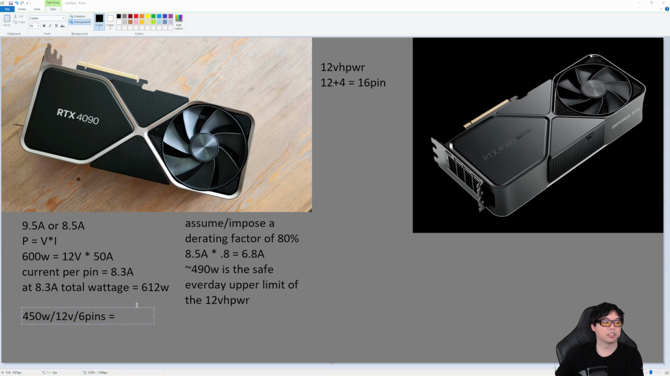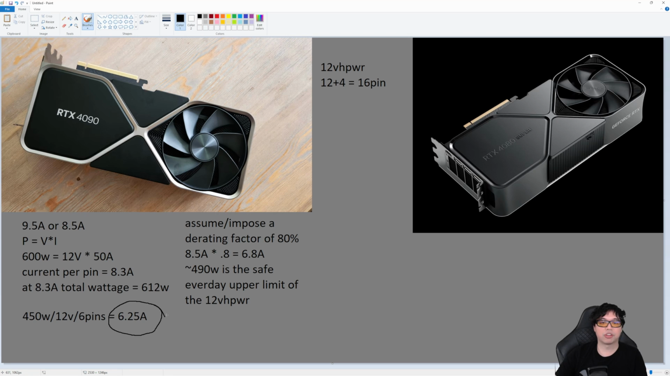and that is going to be 6.25 amps. So 6.25 amps is the maximum current draw per pin when the 4090 is running at the maximum TDP of 450 watts. What that implies is that the actual limit of the TDP, 6.25 amps, is still less than the 6.8 amps that the pin is supposed to be able to handle after derating at 80%. So there's not a whole lot of margin in there if you look at that.